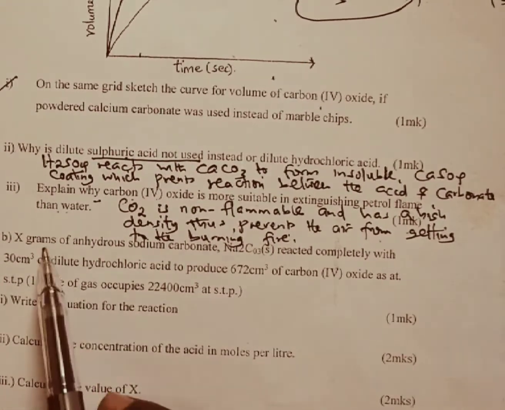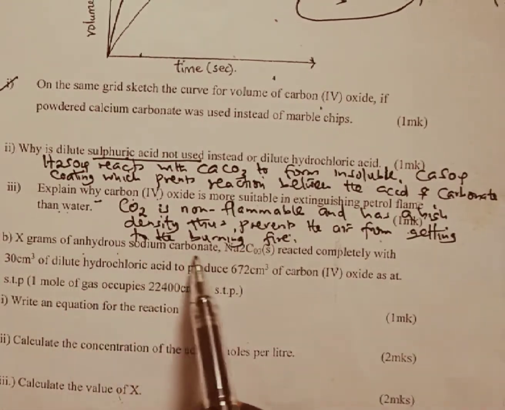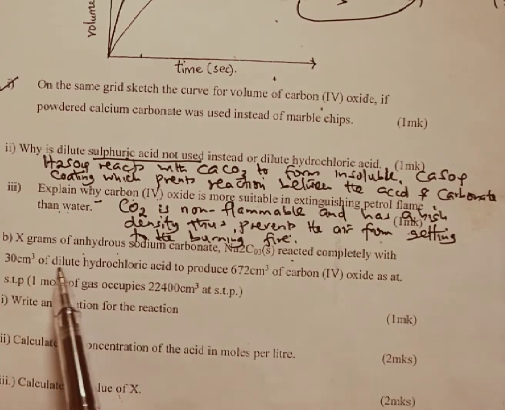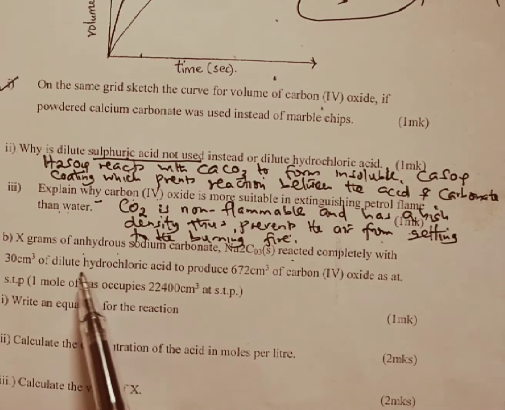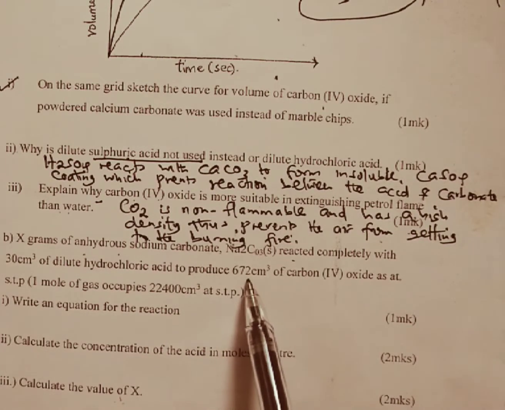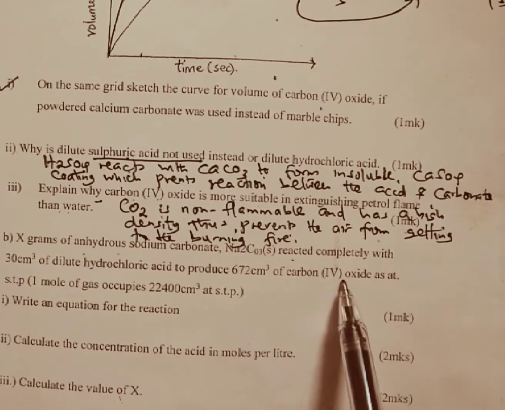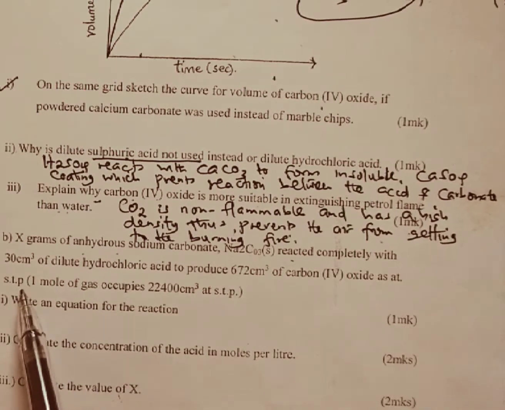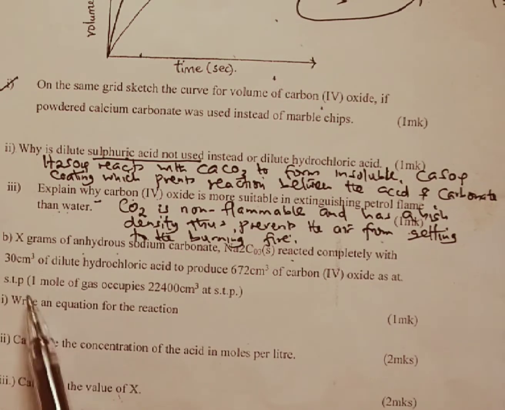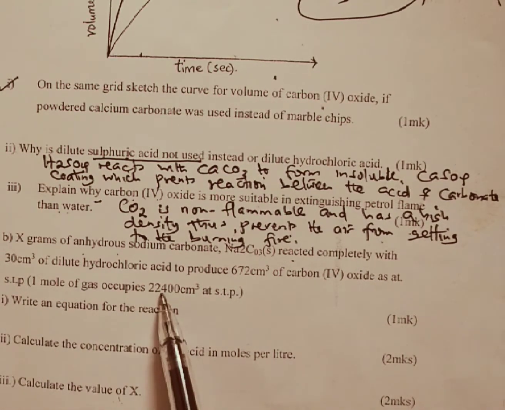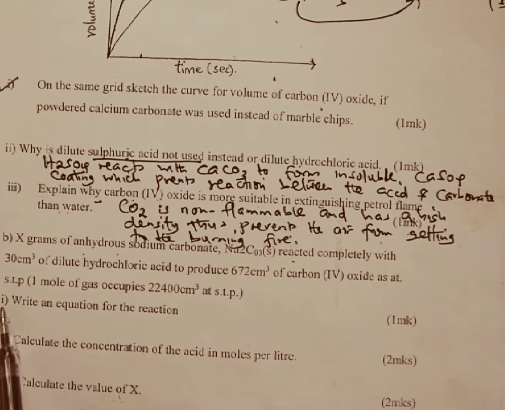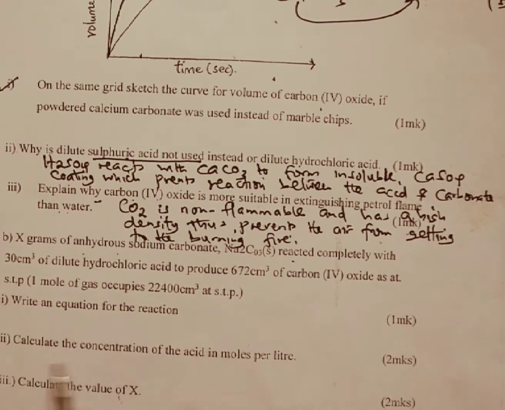We move down. X grams of anhydrous sodium carbonate reacted completely with 30 centimeter cubic of dilute hydrochloric acid to produce 672 centimeter cubic of carbon 4 oxide at standard temperature and pressure. And at this particular condition, 1 mole of a gas occupies 22,400 centimeter cubic. The first part of that question, write an equation for the reaction.